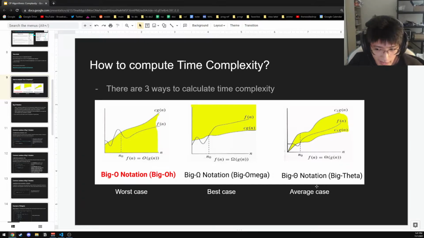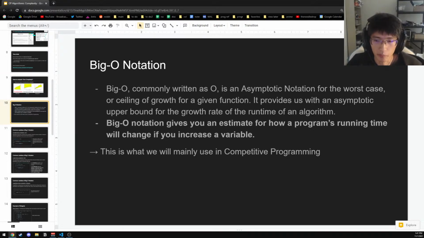These cover the best case and the average cases, but for competitive programming purposes, you only need to think about the worst case scenario, because you'll be thrown a bunch of different types of test cases, and you need to make sure that the worst case scenario is still going to work within the time limit. If everything else works really quickly, but one case is too slow, then it's not going to work for competitive programming. And so we want to look at big O notation.